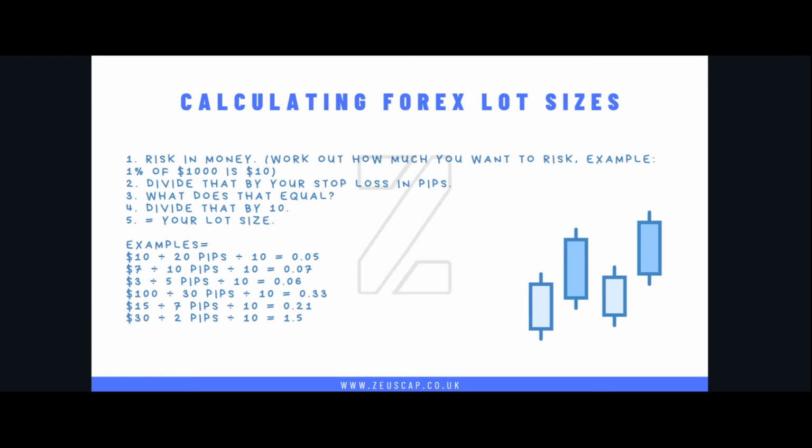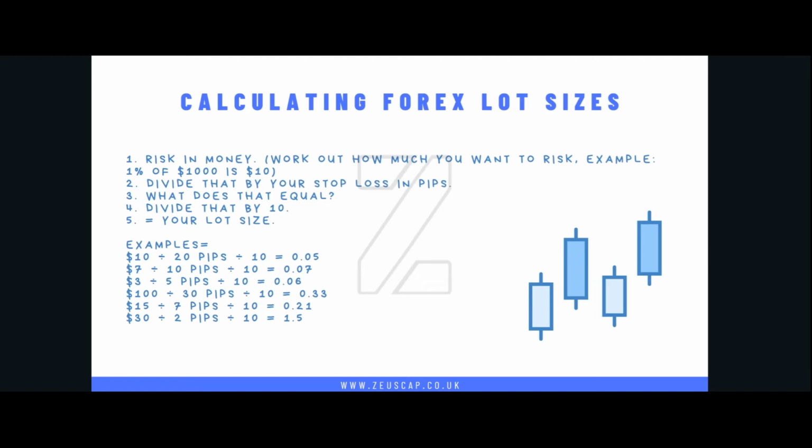And as always, 0.05, what does that represent? A micro lot. So if you're trading EUR/USD, a micro lot represents 10p a pip or 10 cents a pip, right? But if you're risking, for example, £30 and you have a 2 pip stop loss, you divide £30 by 2 pips, divide that by 10, and that will equal 1.5. So now you will be trading standard lots.